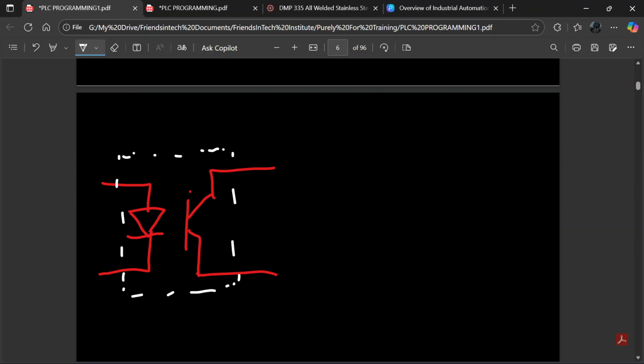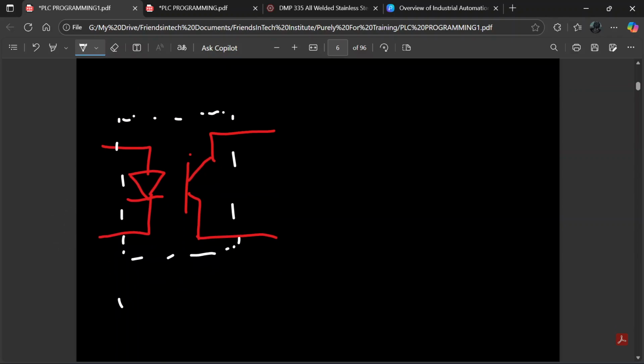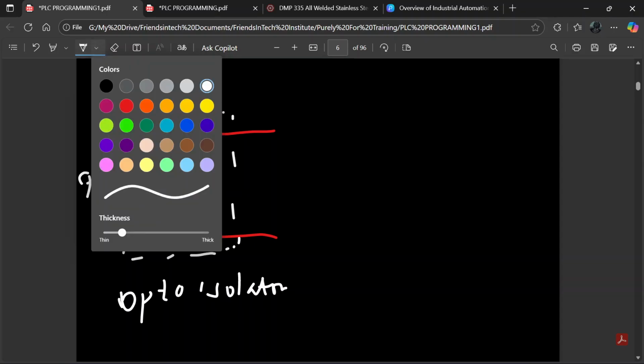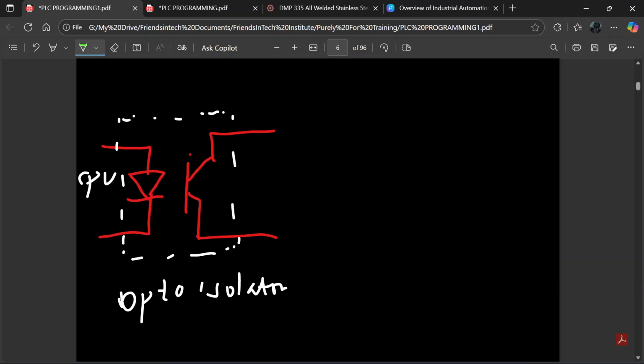Now this is the opto isolator. From the opto isolator, we want the switching signal, because this is the signal from the CPU. Now, this is what we'll have.